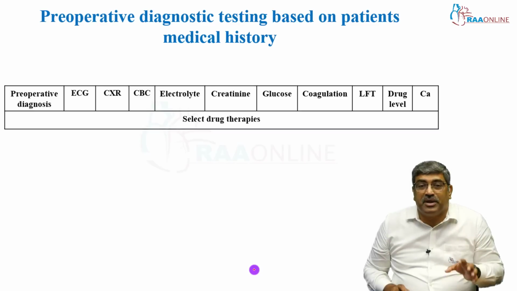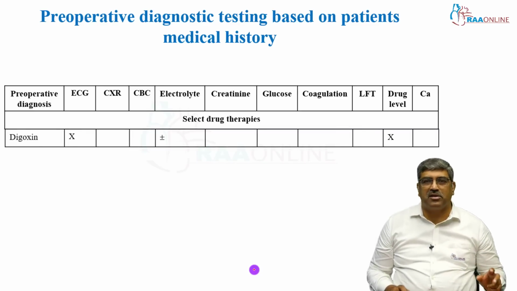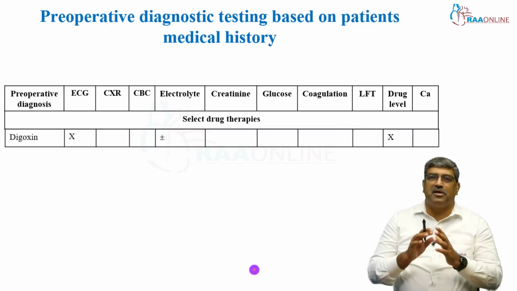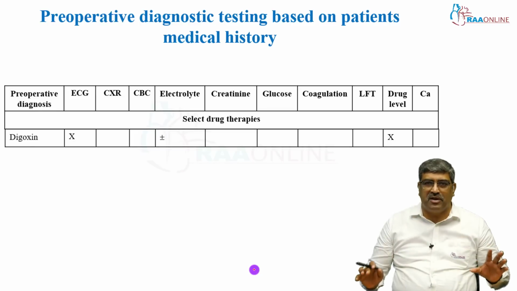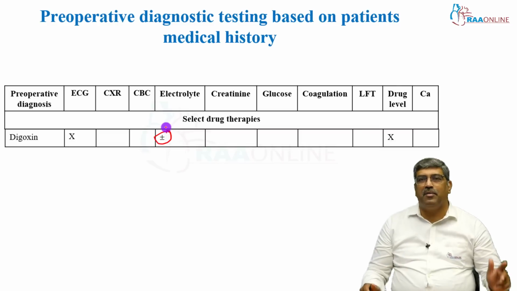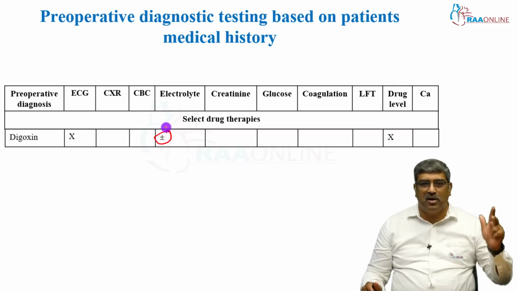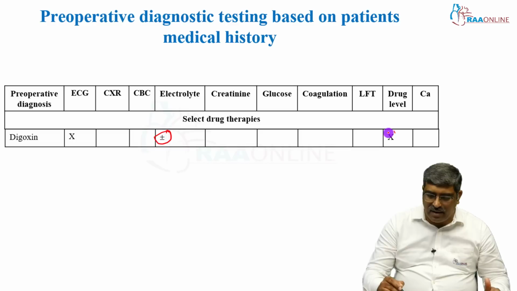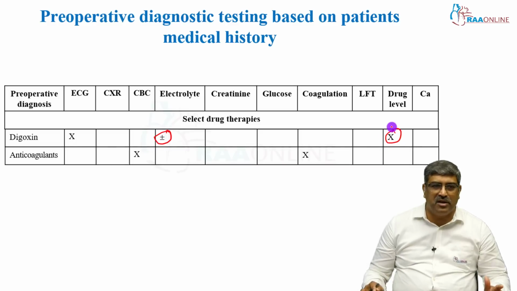Coming to specific drug therapy, with digoxin, there can be ECG abnormality. SVT is the most common thing which can happen with digitoxicity, so you should have an ECG. Hyperkalemia and hypokalemia can influence digoxin management, so you have to do an electrolyte check and the digoxin level should be measured.